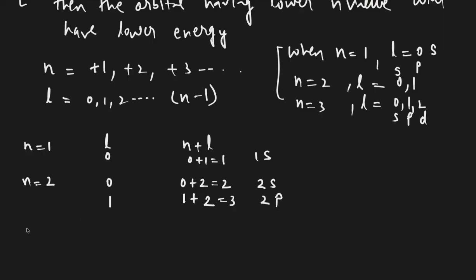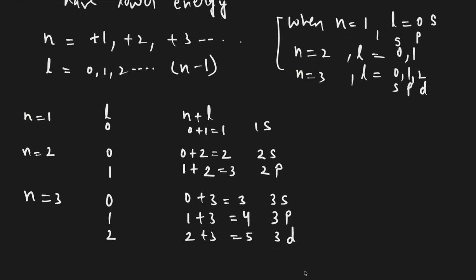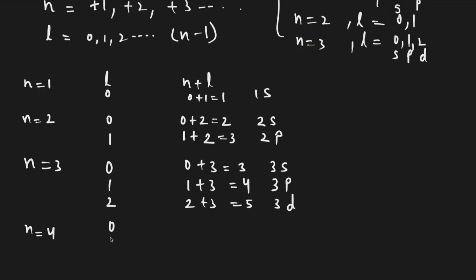Okay? All right. Then for n equals 3, the possible values are 0, 1, 2, right? So in that case, n plus L would be 0 plus 3, so this would be 3. Here 1 plus 3, 4. Here 2 plus 3, 5. So no point in guessing the values for this. So this is 3s, 3p and 3d, right? Similarly, for n equals 4, we have 0, 1, 2, 3. So it is 0 plus 4, 4, that is 4s. This is 1 plus 4, 5, that is 4p. This is 2 plus 4 equals 6, that is 4d.